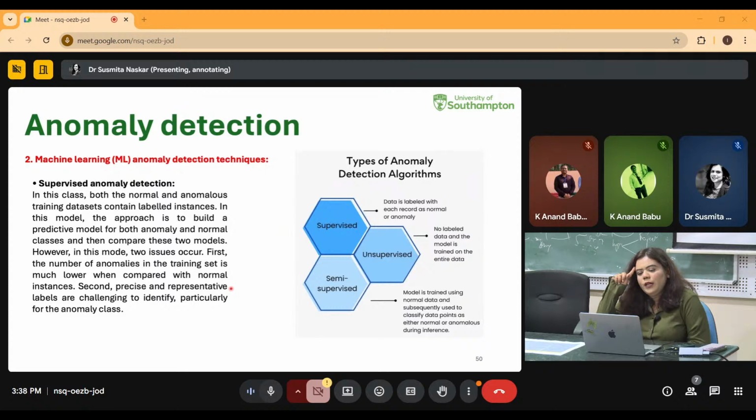And now we will quickly look into the 3 important parameters of the machine learning anomaly detection technique. The first one is the supervised one. Supervised anomaly detection is nothing but both the normal and the anomalous training data sets are labeled. So you know the normal data set, you know the anomalous data set, and this means that every instance in the data set is already marked as either normal or anomalous. So you just pick it up: okay fine, this doesn't come under normal. That's where you kind of know that, and that's what we call supervised learning.